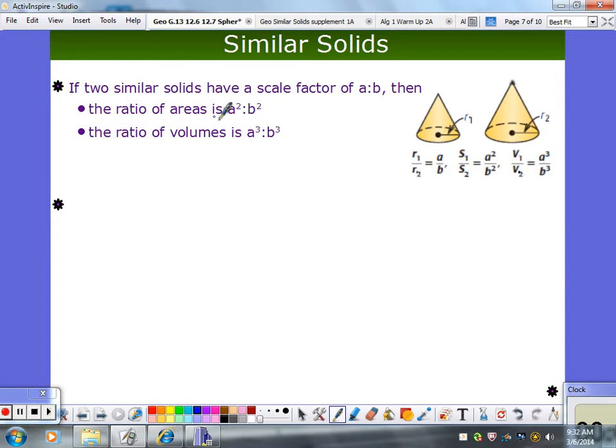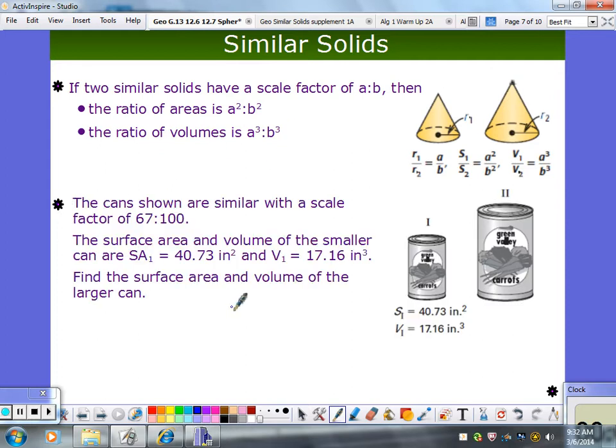So area is A squared, B squared; volume is A cubed, B cubed. So here we have an example. We got 2 cans of something, and they have a scale factor of 67 to 100.